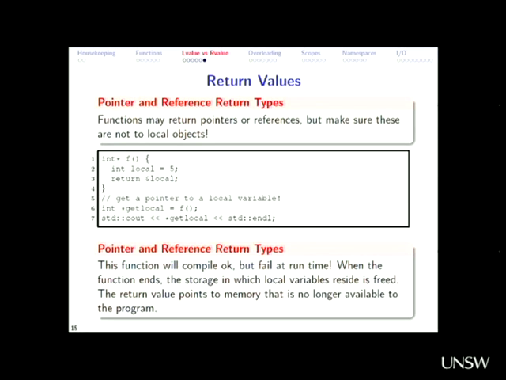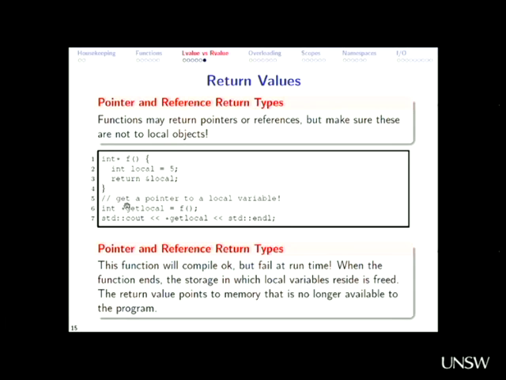Now, still talking about functions. Functions, of course, return things. And they can return pointers or references. Okay? But make sure these aren't local objects. Okay? Because it can badly stuff up. We've got a function f here that returns a pointer to an int. We then create a local variable called int local, give it a value 5, and we return the address of local. This code will compile.